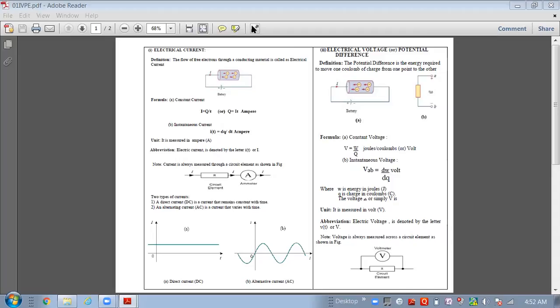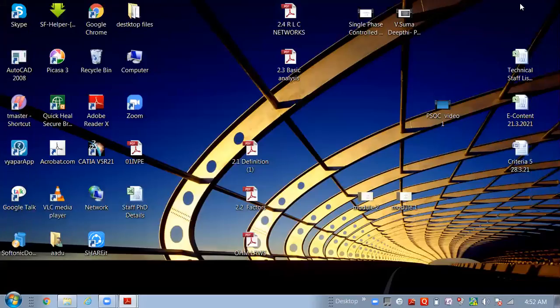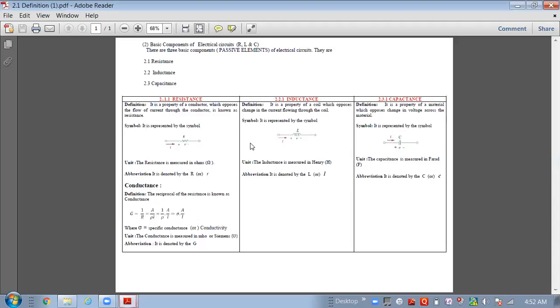We'll go for another topic. The first topic was the basic definitions. The second topic will be basic components of electrical circuits. We call them resistance, inductance, and capacitance. There are three basic components, which we call the passive elements of electrical circuits. They are resistance, inductance, capacitance.